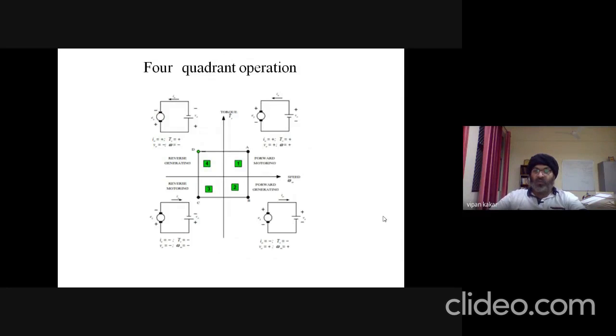So what are these quadrants of operation? We know this first quadrant. On this graph, on the x-axis we have the speed of the motor, on the y-axis we have the torque. In this first quadrant, we have a forward motoring configuration. So we configure this application in forward motoring in the first quadrant. This will be the equivalent circuit if this motor is operating in the first quadrant.